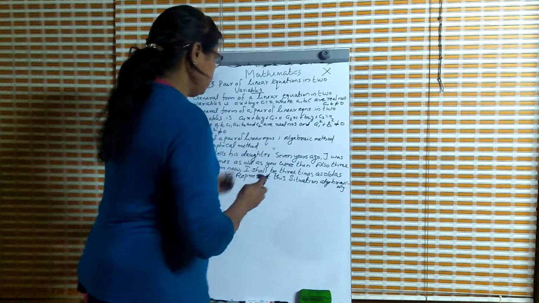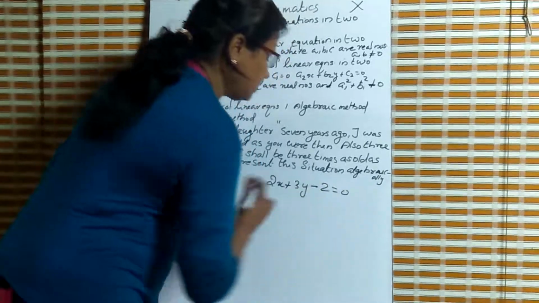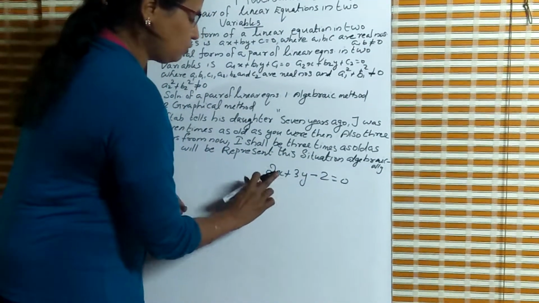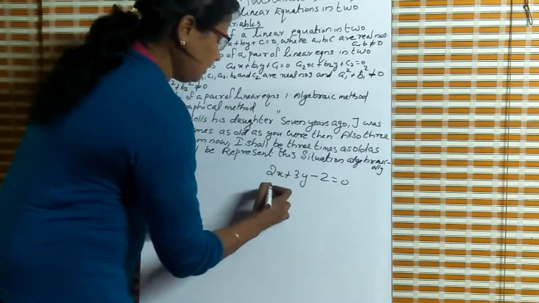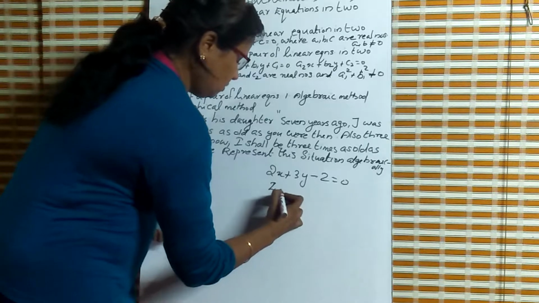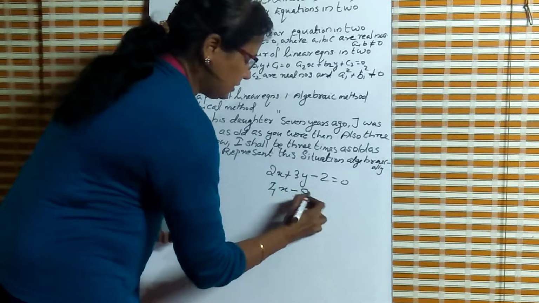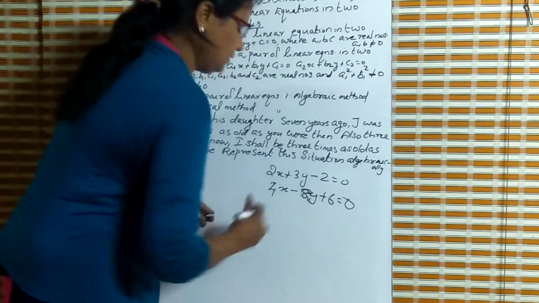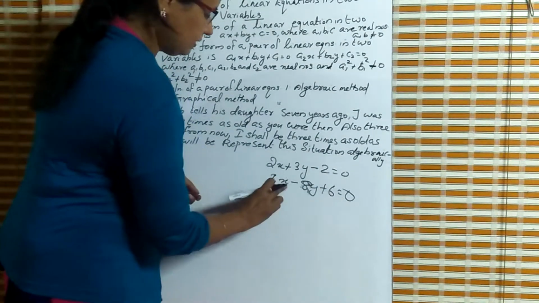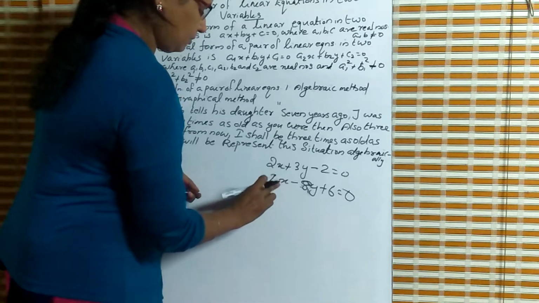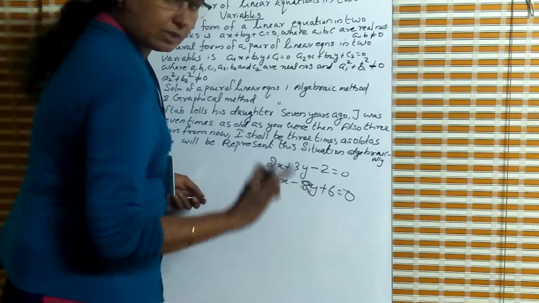Look at the examples. 2x plus 3y minus 2 is equal to 0 is a linear equation in two variables. Variables are x and y and the degree of the variables is 1. Then another one, 4x minus 8y plus 6 is equal to 0 is also a linear equation. Variables are x and y and degree of variables is 1.